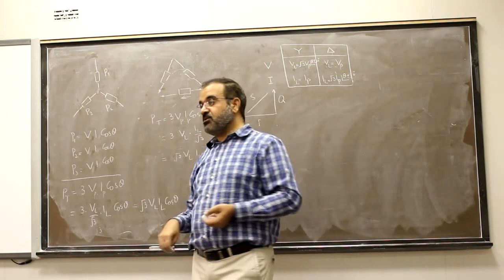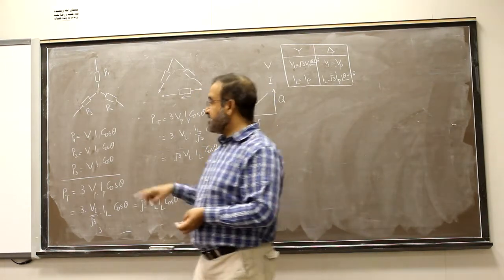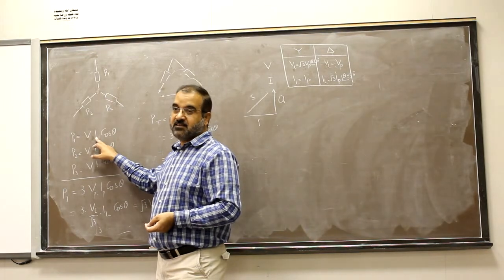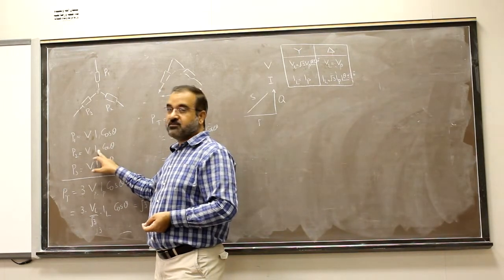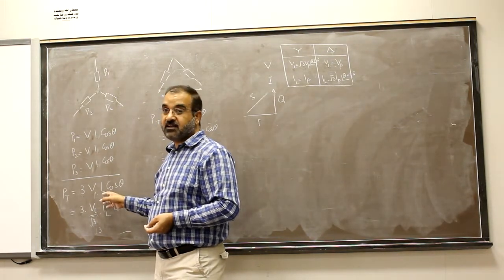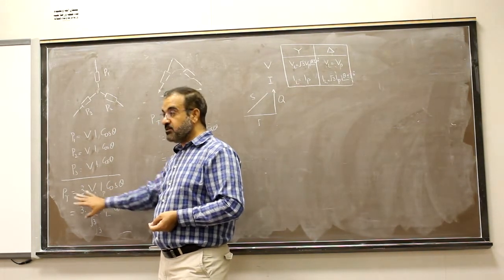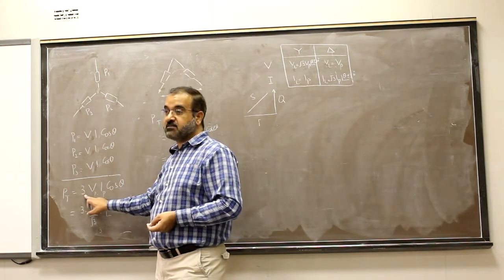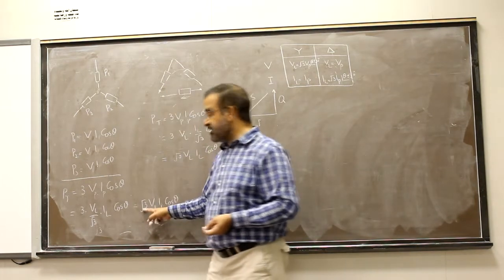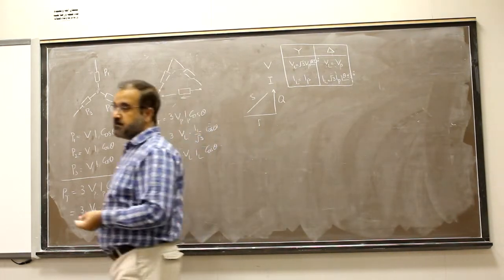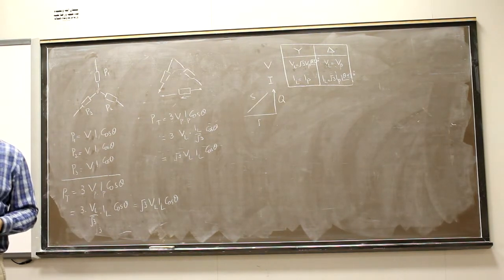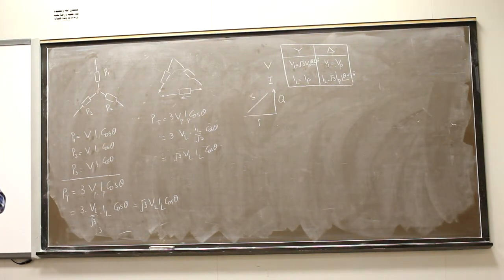For S also, S will be equal to V into I, without angle. Here also V into I. To calculate the total, it will be equal to 3 times V into I. Convert it into line, so you will get root 3 VL IL. So this is S and Q.